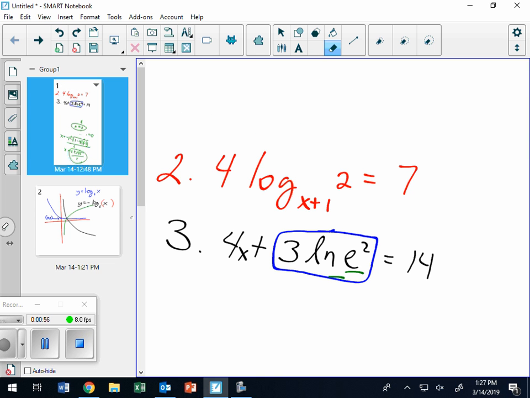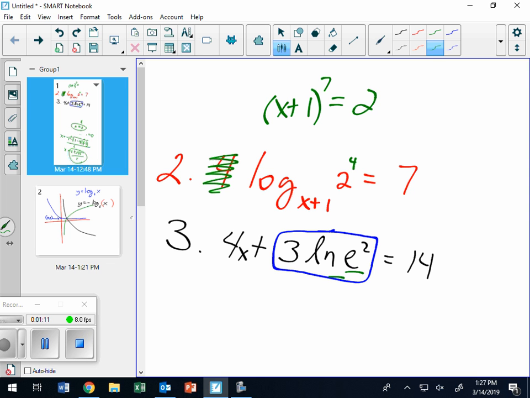Number 2, if you're going to solve this, you would hopefully know that you want to put this 4 somewhere. I'm going to put it up here as a power on the argument. And then I'm going to say it's x plus 1, rewriting, to the 7th. And then I'm coming back to the 2 to the 4th. That's this to the this equals that. And then to solve it, I'm trying to get the x alone. I'm putting it to the 1/7 power.